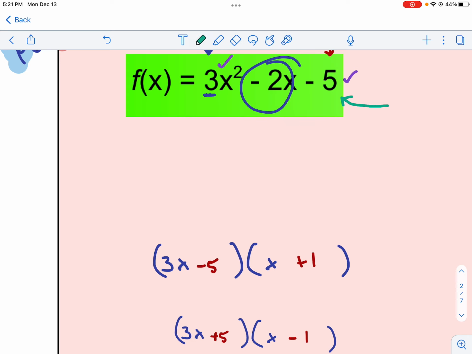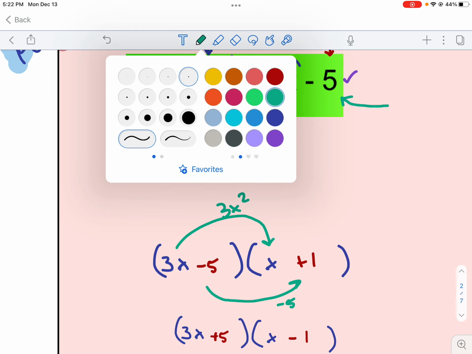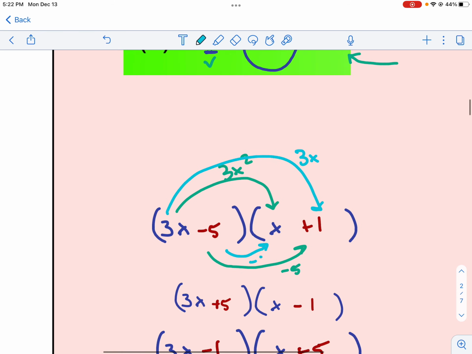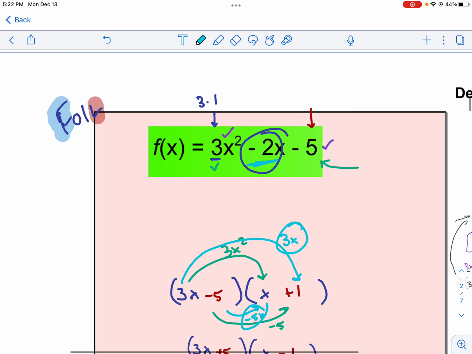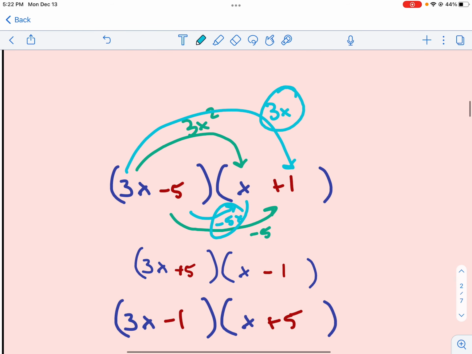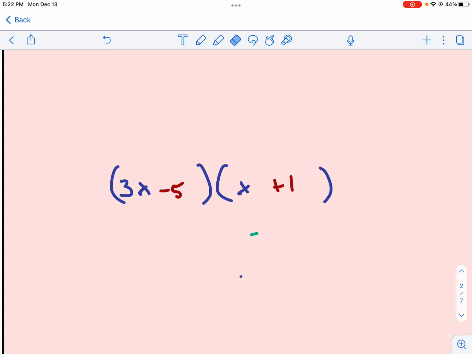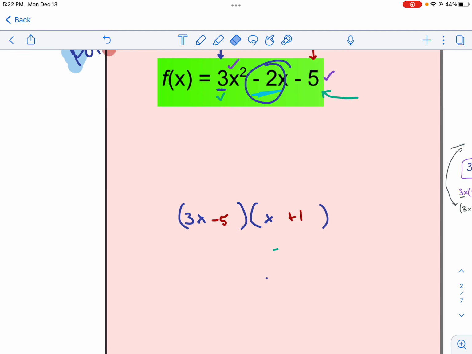My next option, again, this one is guaranteed to give me 3x squared. That's a check mark. This one's guaranteed to give me -5. But what I'm not guaranteed is my inside term. So let's see if we picked the right one. 3x times 1 would be +3x right here. -5 times x would be -5x. Those two are in fact going to combine to -2x. So by checking our answer, we have found that this second one is the right combination.